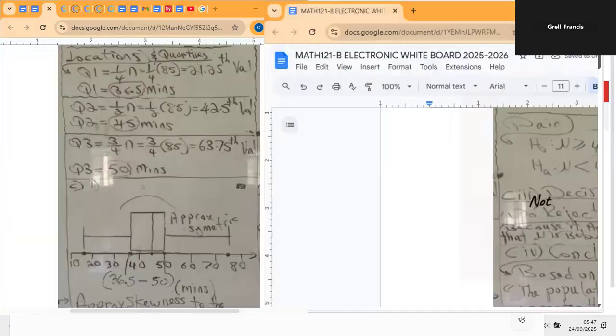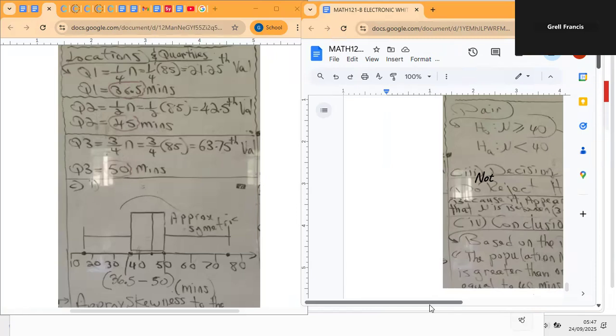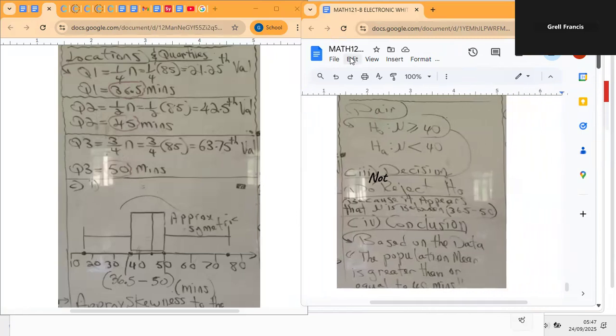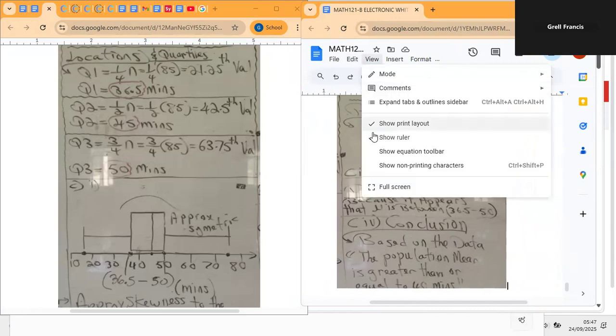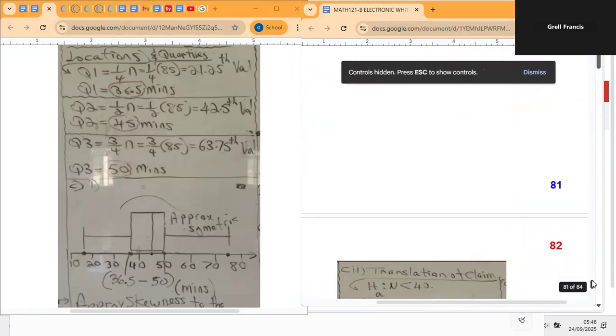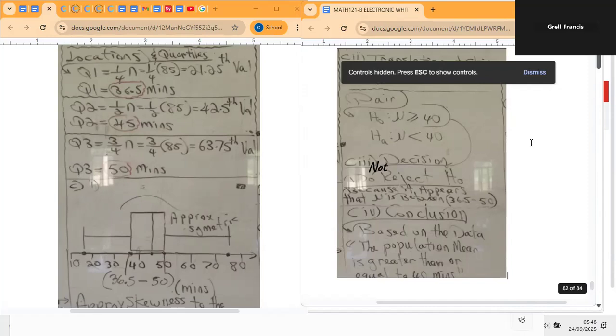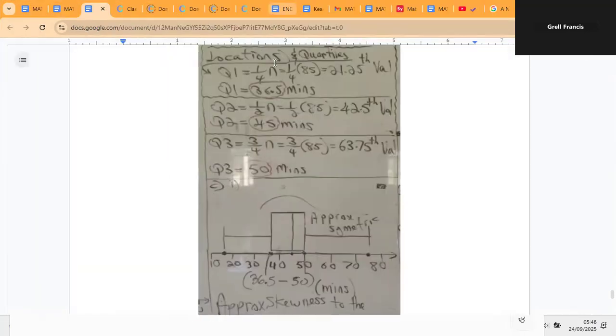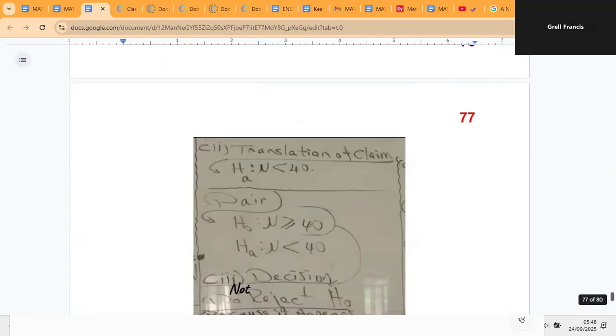And on this basis, we can go to the conclusion. Since we have not rejected the null, then it will be the conclusion. So based on the data, the population mean appears to be greater than or equal to 40 minutes. So this was part of what we would have done on Tuesday. Also, we would have ventured into number 34.